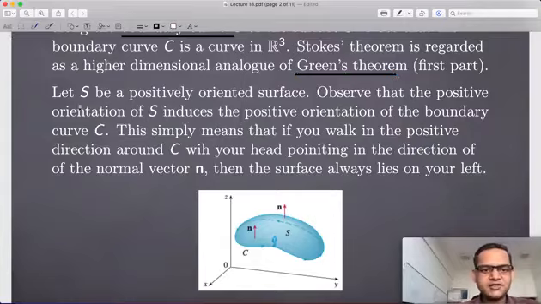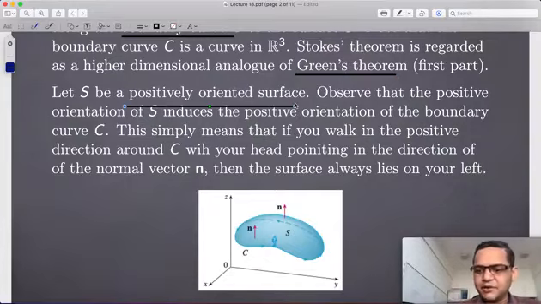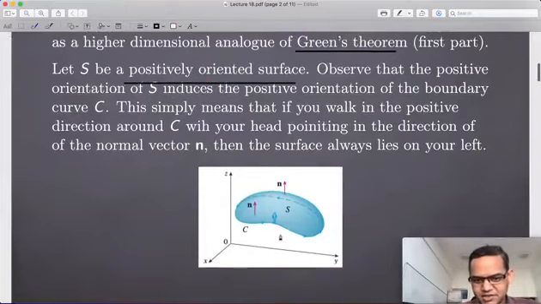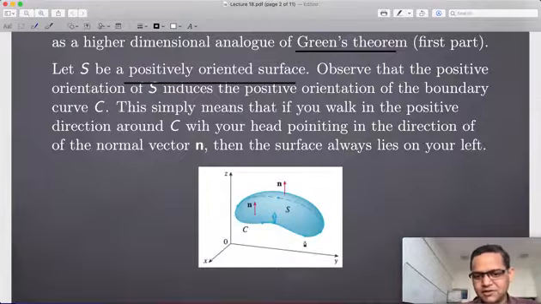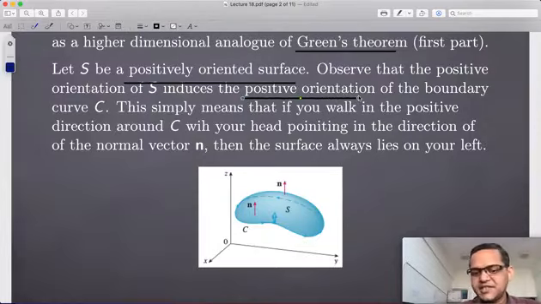As always, we had defined the oriented surfaces. So you consider a positively oriented surface, okay? Just imagine this picture. This is the boundary curve, and this is the surface which has the positive orientation. That means the normals are pointing outward. Then automatically on this curve you also get an orientation, okay? And as it's written over here, this orientation of S is going to induce a positive orientation on the boundary curve, okay?